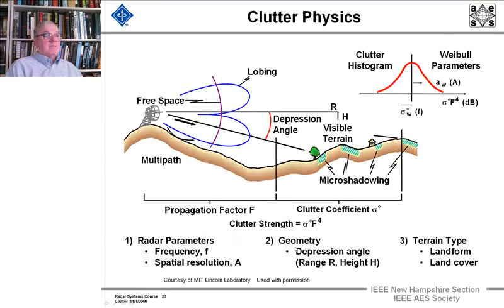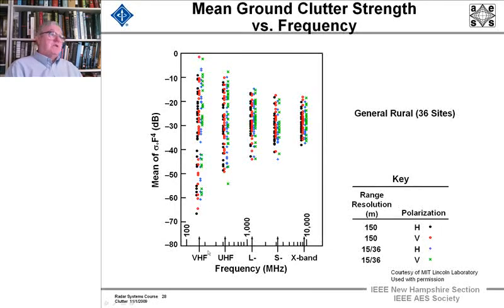And so there are a number of different parameters that contribute. We haven't shown you visually, but certainly the frequency, we showed you through the data that one of the radar parameters is a factor: the frequency, and the spatial resolution. The geometry would be the depression angle, range, and height, and the kind of land, the land cover, and the landform.